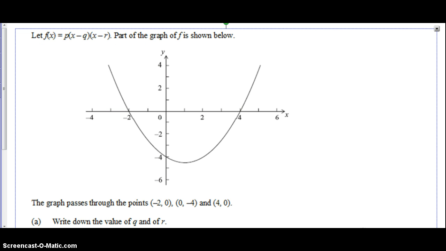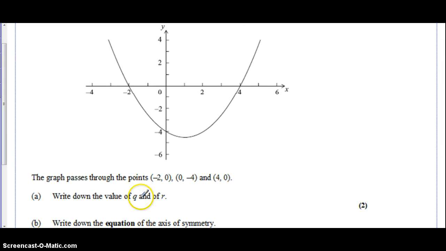Our first question here is an IB question, and it's telling us our function is p times (x minus q) times (x minus r), and part of the graph of the function is shown below. And it gives us that it passes through the points (-2, 0), (0, -4), and (4, 0). So it's given us the solutions and the y-intercept.